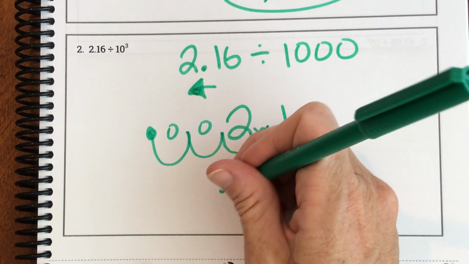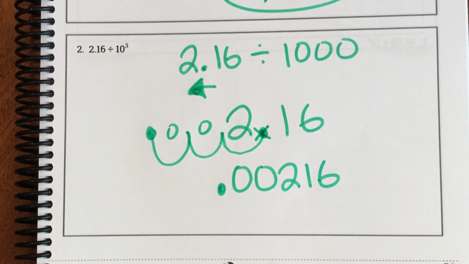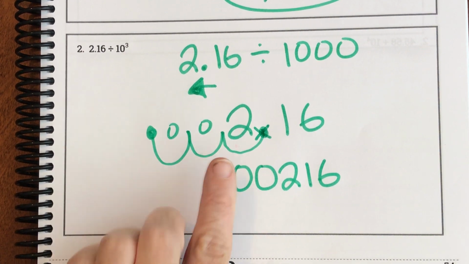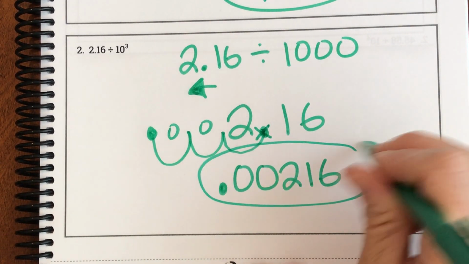So we have decimal 00216. Now, I can't get rid of the decimal because then it looks like a whole number. And I can't get rid of those either. Those are placeholders. So this one needs to stay as is.